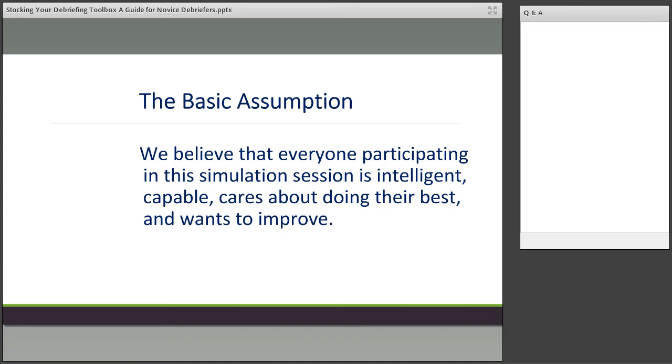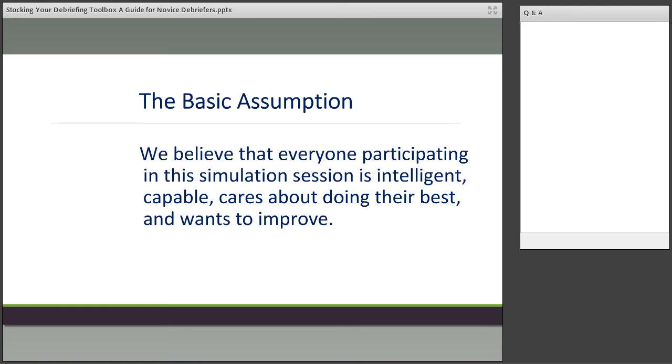Now this is called the basic assumption. This is, again, developed at CMS at Harvard, and they have this on the walls everywhere. And also, if you've taken your course there, you're sort of given permission to go out and use this basic assumption, and you can put the name of your own simulation center.